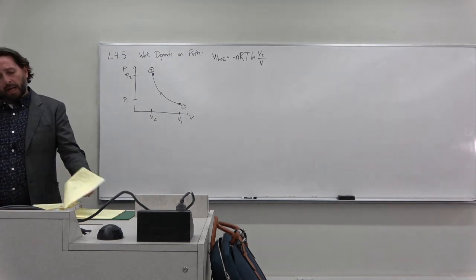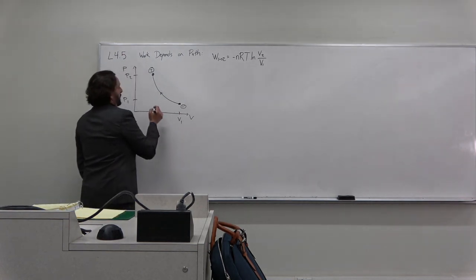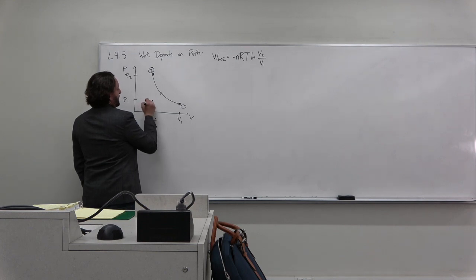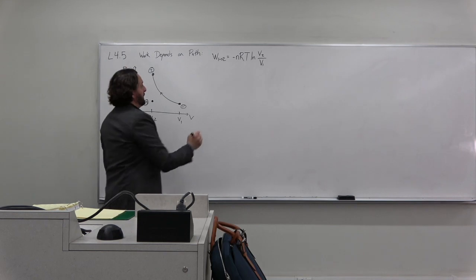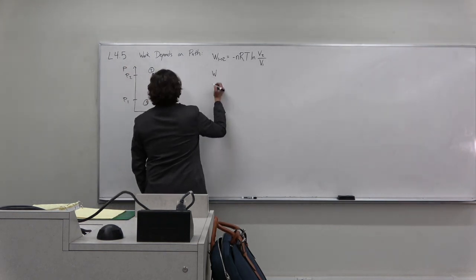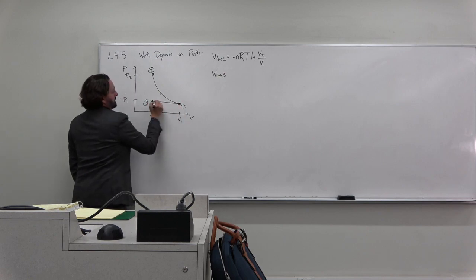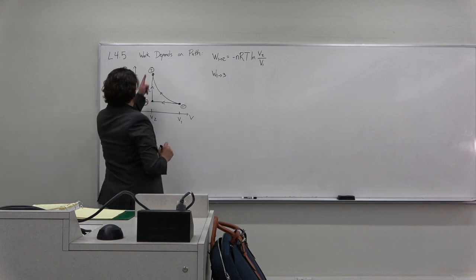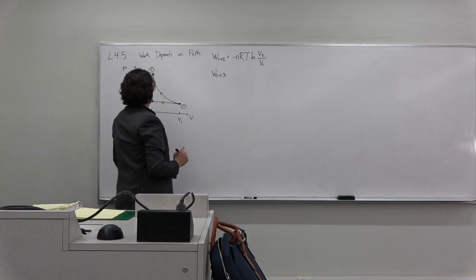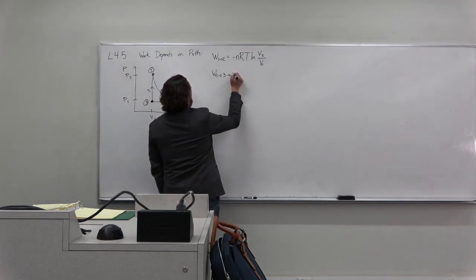Now, what happens if instead we add another point? What if we add another state? Okay? And what if we go from 1 to 3, and then from 3 to 2? Okay, that was meant to be straight up and down. So what if we do 1 to 3 to 2?